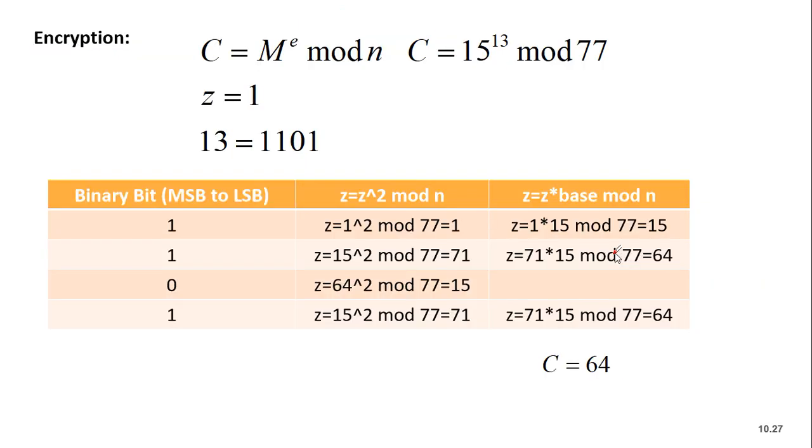Now we perform the encryption. Encryption is more costly compared to the decryption, because in the decryption we can use the Chinese remainder theorem to simplify the operation. Therefore C is equal to 15 raised to 13 mod 77. We can apply the square and multiply algorithm, and in that way we get the ciphertext as 64.